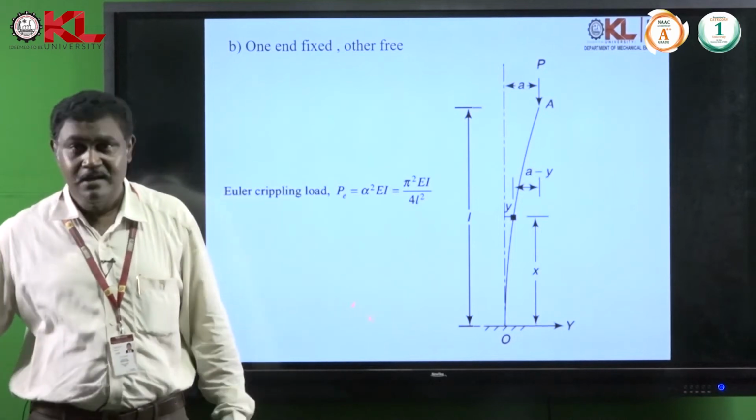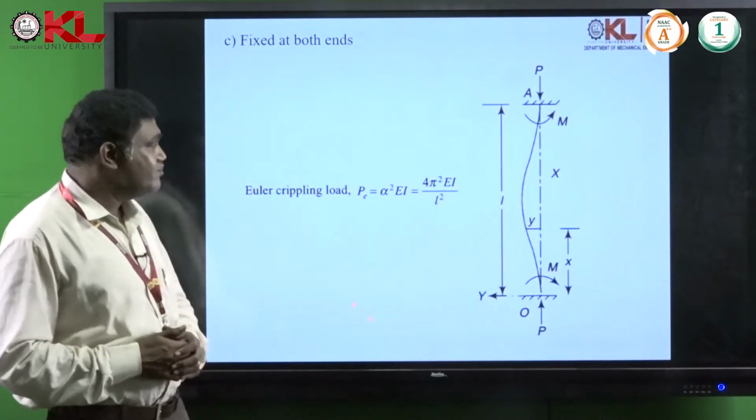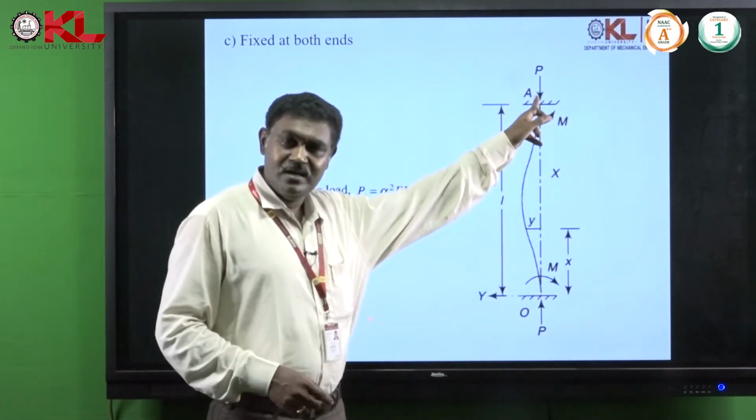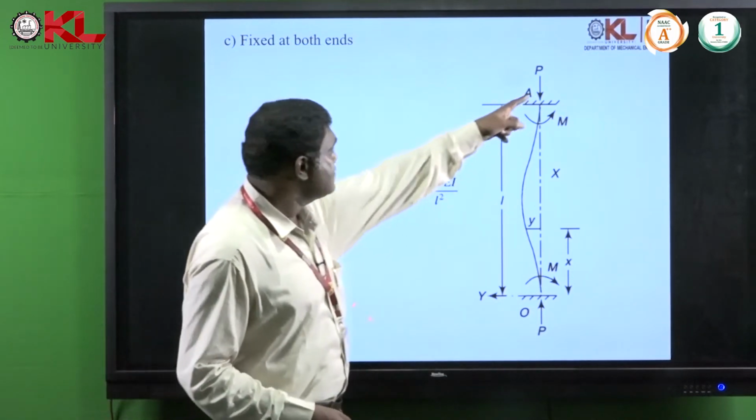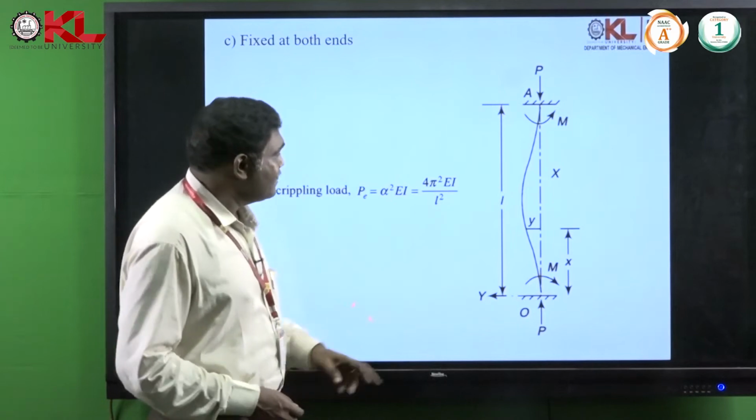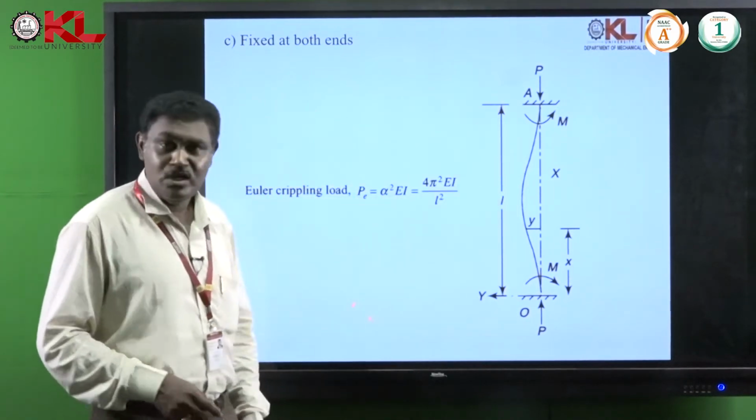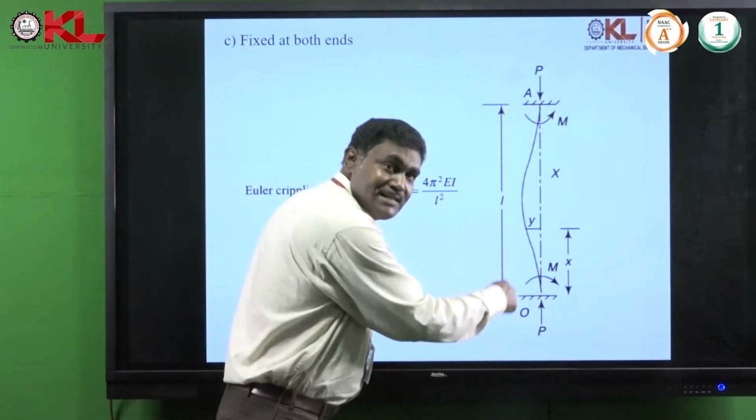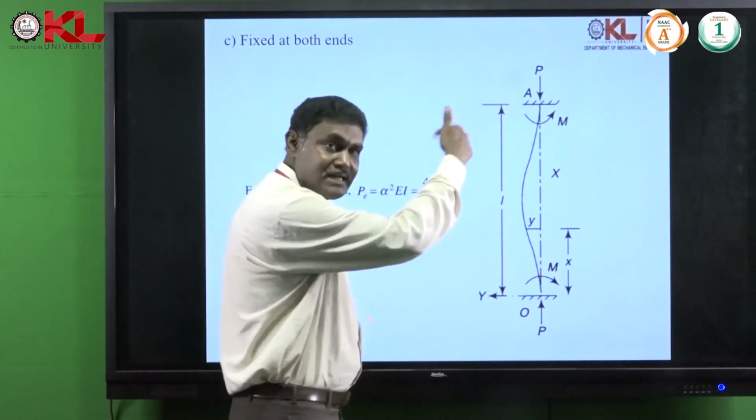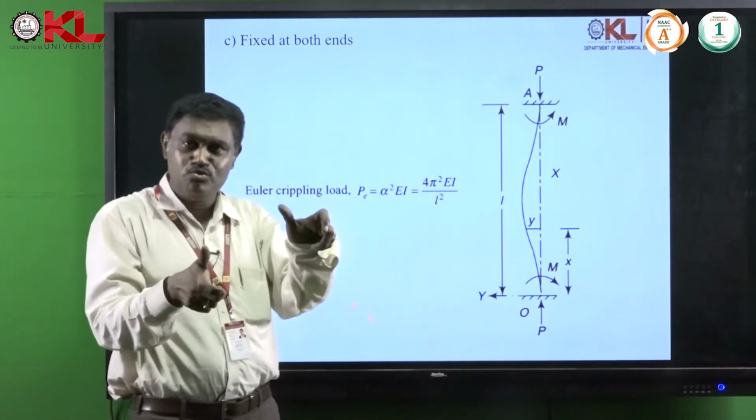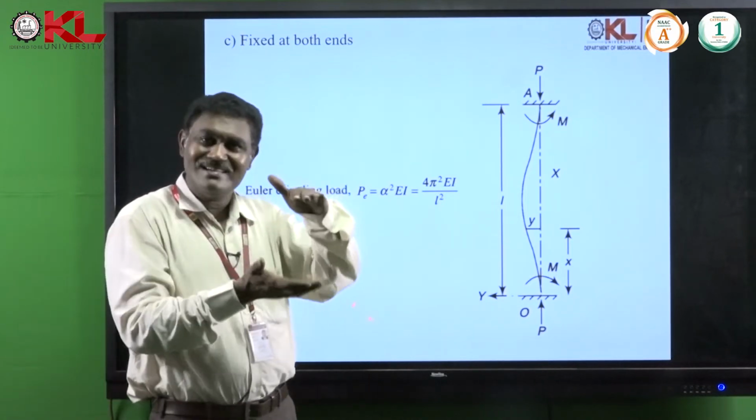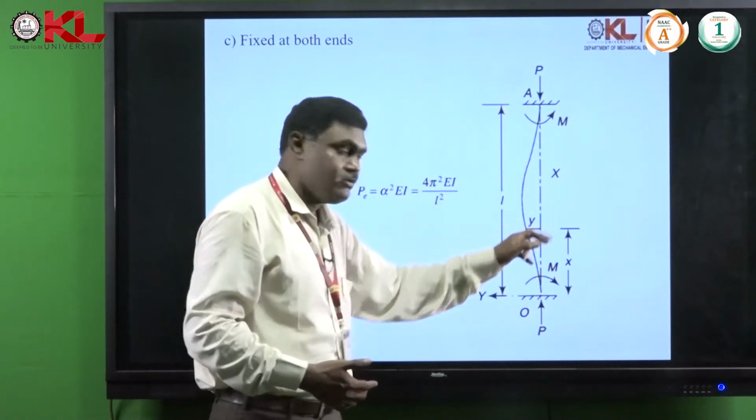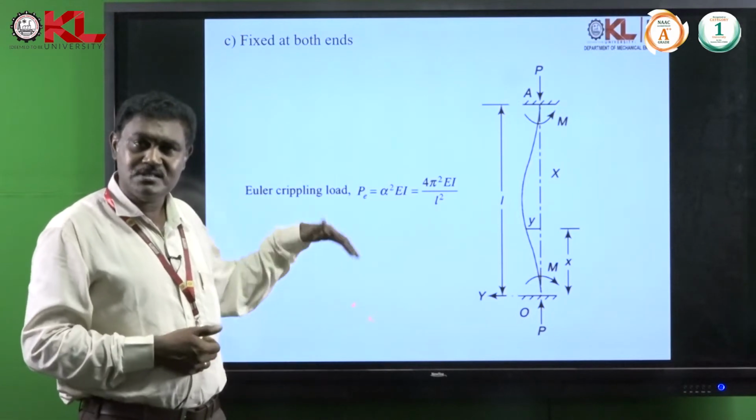Now you can see the next case, fixed at both ends. Here, both ends are fixed. The load acting on the column is along the axis of the column. Due to this load, two moments are acting at the fixed points. At the bottom point, the moment is acting in the clockwise direction, and at the top, the moment is acting in the anti-clockwise direction. Due to these two moments in different directions, the column tries to buckle. How much it buckles and the buckling load can be calculated by using Euler's formula.